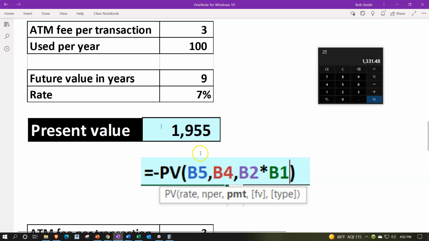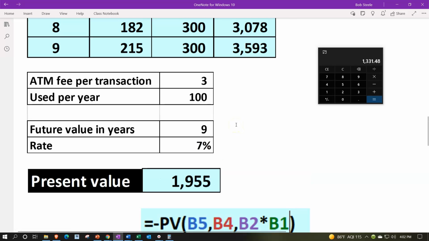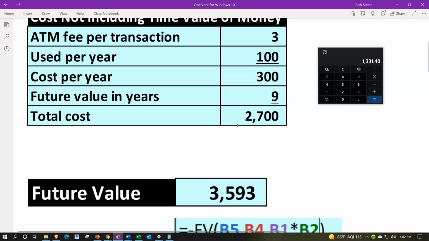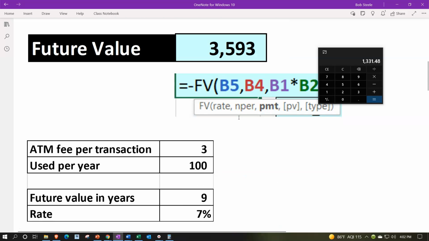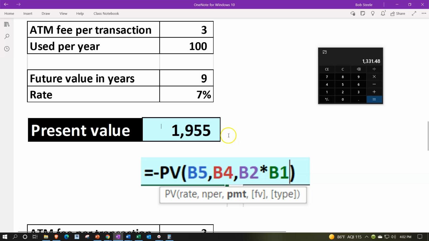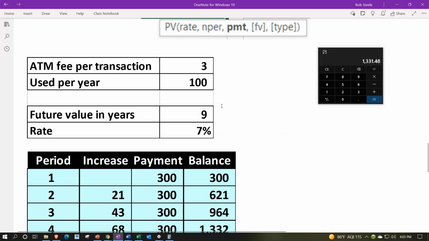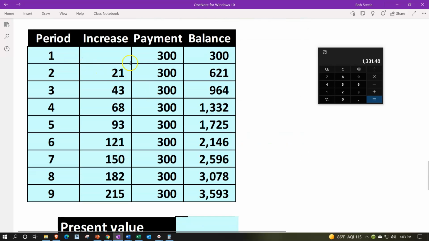So we got the 7%, and that would be the present value calculation, negative PV. The rate here is going to be that 7%, comma, number of periods we're going to say is 9, and then comma, the payment is going to be the 300 again, which we calculated as the 100 times 3, and that's going to give us the 1,955. So in other words, the dollar amount would be the 2,700, but if I bring that series of payments to the present, we're talking about 1,955 if we discount it back using the 7%.